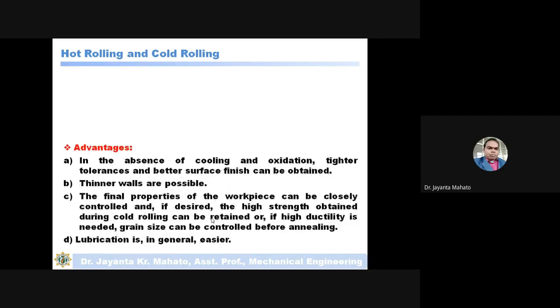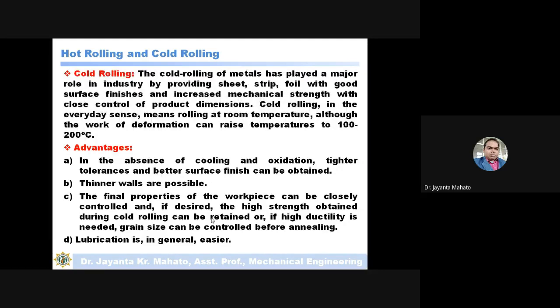In the cold rolling process, the rolling is performed below the recrystallization temperature, mainly at 100 to 200 degrees centigrade. Sometimes the rolling is done at 100 to 200 degrees centigrade also. But remember that cold rolling is performed below the recrystallization temperature and mainly at room temperature.